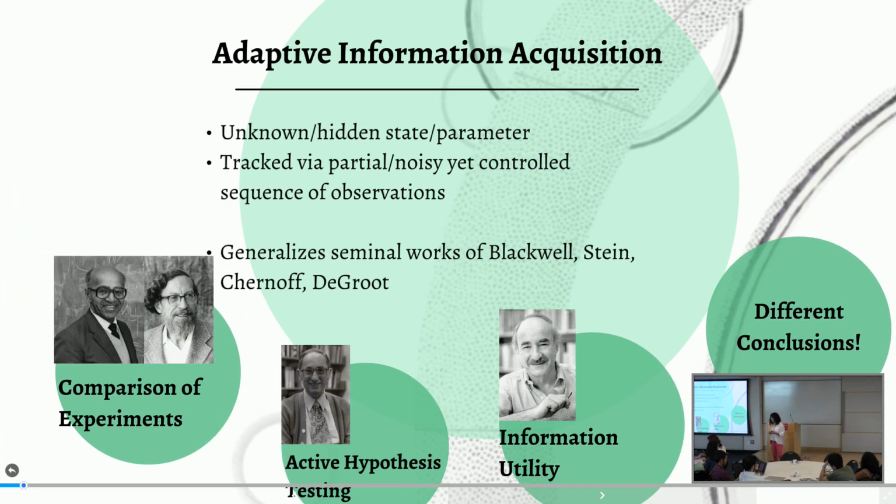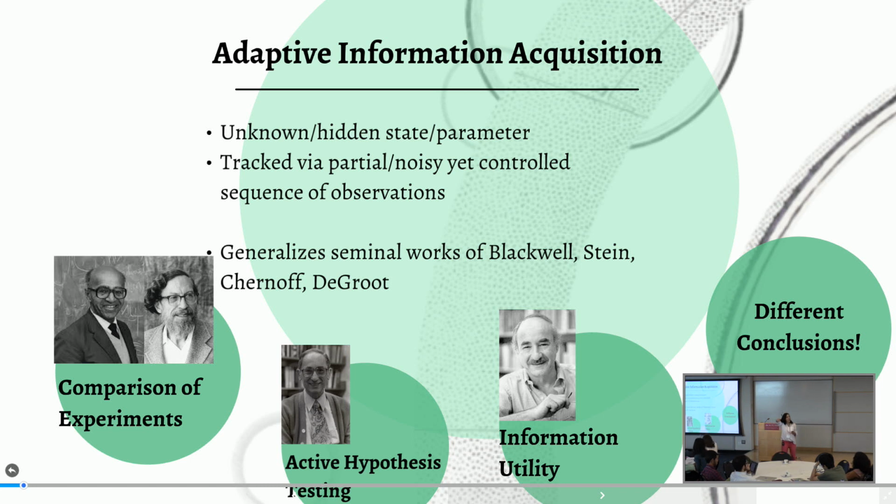So I'm going to talk about the problem of information acquisition and talk about three seminal works. This is just a brief mention of these papers, and I really, really hope that you get inspired to look at these papers. There's a lot to look at. The problem actually generalizes the seminal work of four people and three groups of results: David Blackwell and Stein.